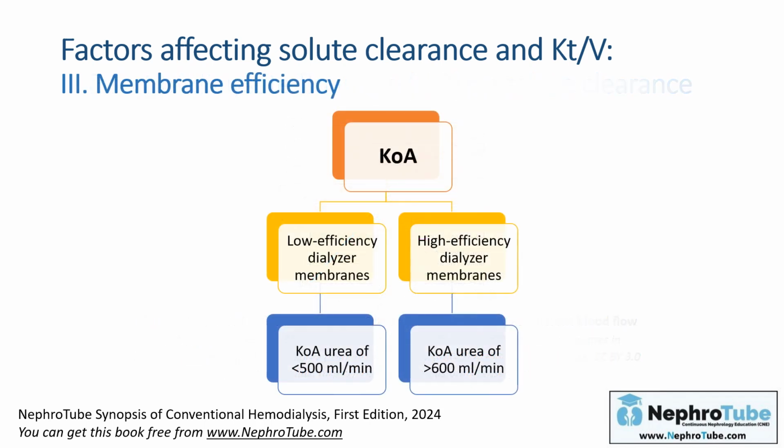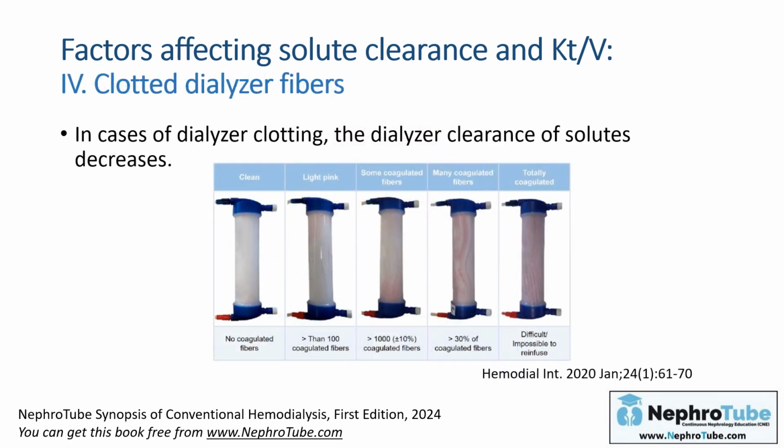The next factor that may affect the solute clearance is the membrane efficiency, and we discussed that in detail before in the lecture of dialyzers. And we mentioned that we have low efficiency dialyzers and high efficiency dialyzers, according to the mass transfer coefficient area, less than 500 or more than 600. The second point that can affect the solute clearance is the clotting of the dialyzer.